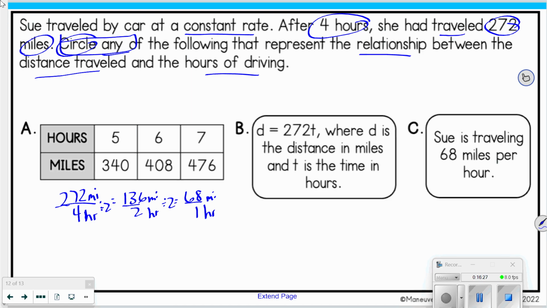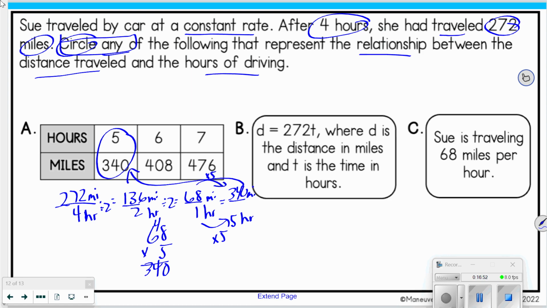But then I can now use that information to see if this actually equates. So I'm going to take that, I want to make it into 5 hours. So I'm going to have to multiply them both times 5. So I take 68 times 5, I get 340. So I can see that that matches this one. And from there I can just add in the 68, and I can see that that is going plus 68, plus 68. So this one does show it. So A is one that shows.